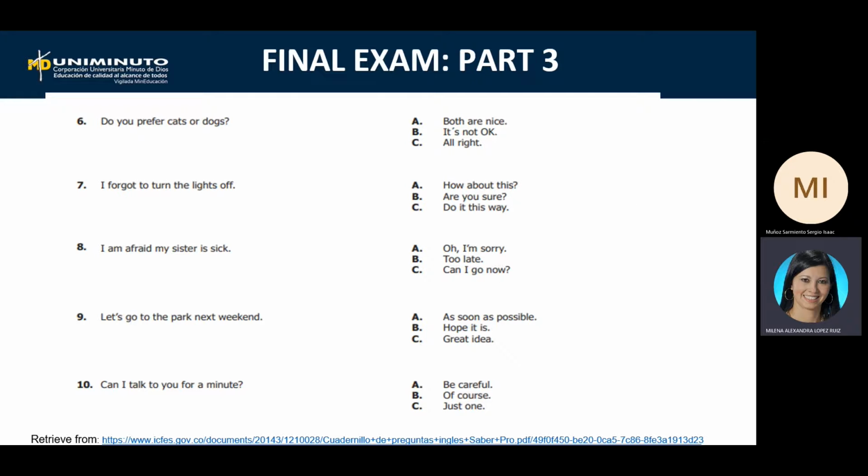Sergio, this is just practice for the exam. You are going to read the questions and choose the best option for the answer. This part is really easy, so go ahead, start reading and just choose the best answer.